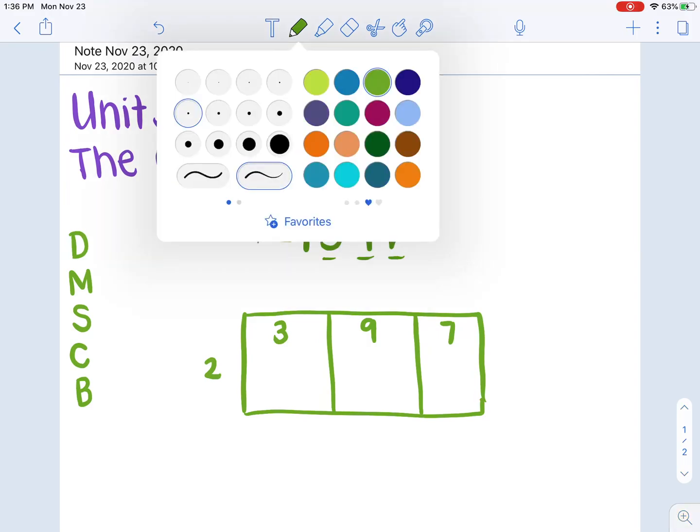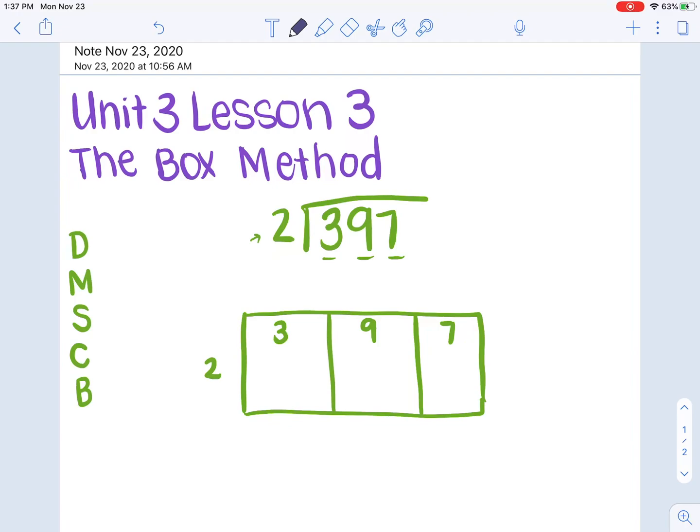Now I'm going to walk through my steps just like I would in the long division method. First, I'm going to divide. How many times does 2 go into 3 without going over? Well, 2 goes into 3 one time without going over. Then I'm going to multiply. 2 times 1 is 2. Next, I'm going to subtract. 3 minus 2 is 1. Then I'm going to check. Is 1 smaller than 2? Yep, we're good. Now this is where it gets a little bit different.